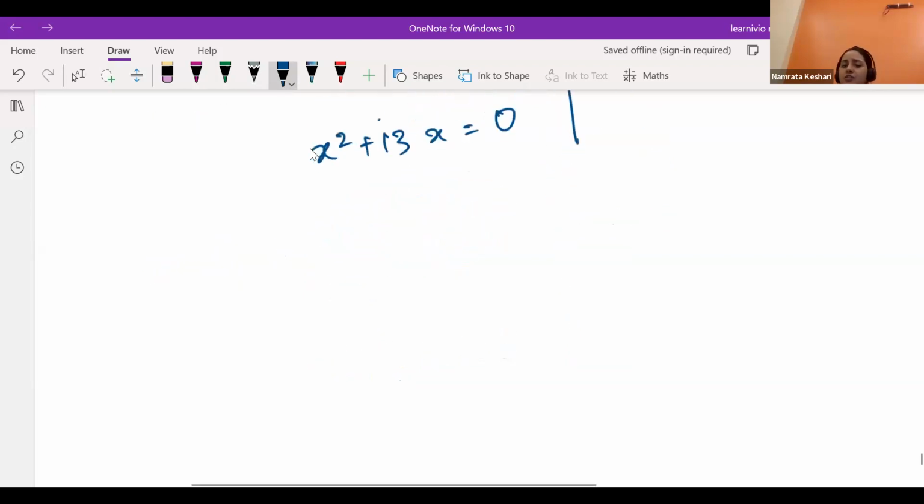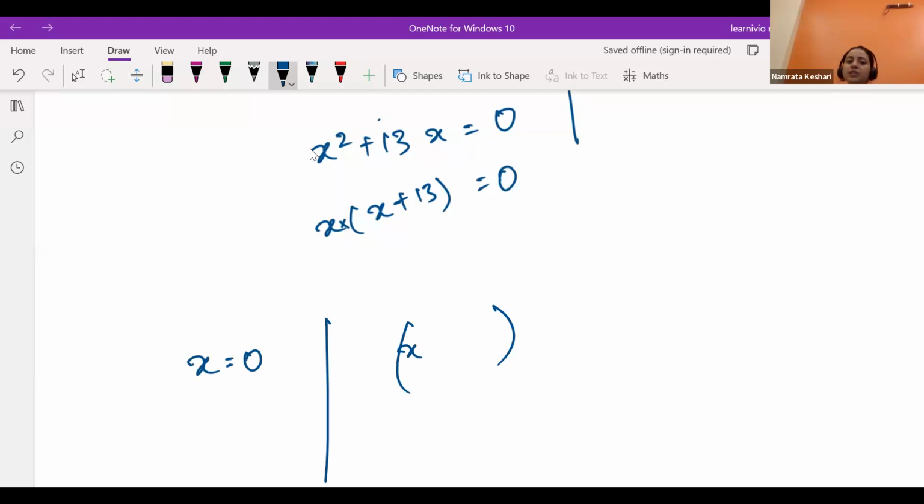This type of factorization you have done or not? Taking x common, x plus 13 is left. Yes or no? You have done the very basic factorization like this. Yes, ma'am. Okay, so factorization only we are doing. Now one new logic I am teaching you today: whenever we see this type of scenario in mathematics from now onward, we are mature enough to understand that either the first term is 0 or the second term, the second bracket, whatever is there, will be 0.